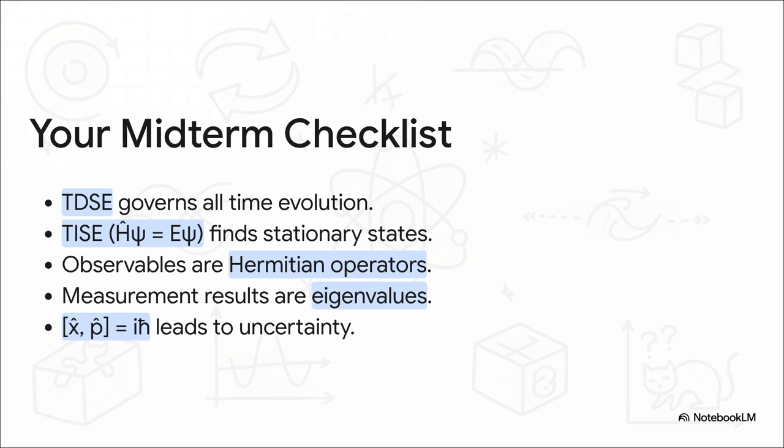First, the time-dependent Schrödinger equation is the master law. It tells you how any state evolves in time, period. Second, your number one problem-solving trick is separation of variables, which gets you to the time-independent Schrödinger equation, H psi equals E psi, whose solutions are your stationary states, your building blocks. Third, every single thing you can measure is represented by a Hermitian operator. Fourth, the only possible results you can ever get from a measurement are the eigenvalues of that operator. No other values are possible. And fifth, that little commutation relation between position and momentum is the deep mathematical reason for the uncertainty principle. If you can internalize these 5 points, you will have a rock-solid framework to tackle any problem they throw at you.